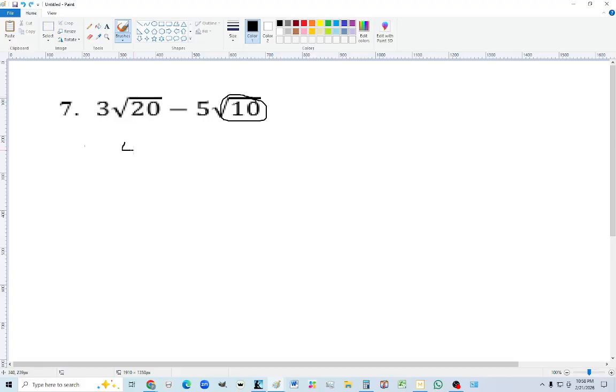This can be simplified as 4 times 5, but this cannot be simplified. 4 times 5, the 4 can come out. 2 times 3, you can simplify this to 6 radical 5. But this one stays the same.